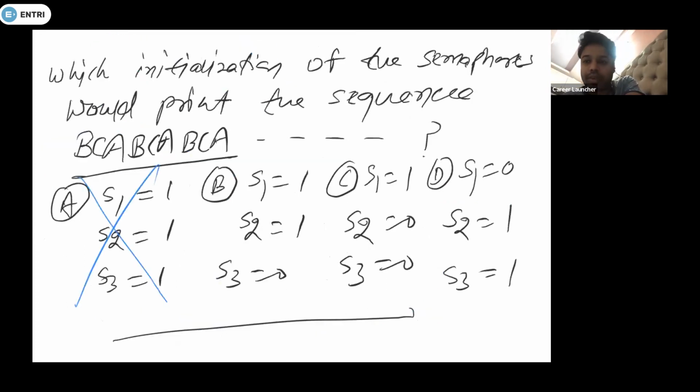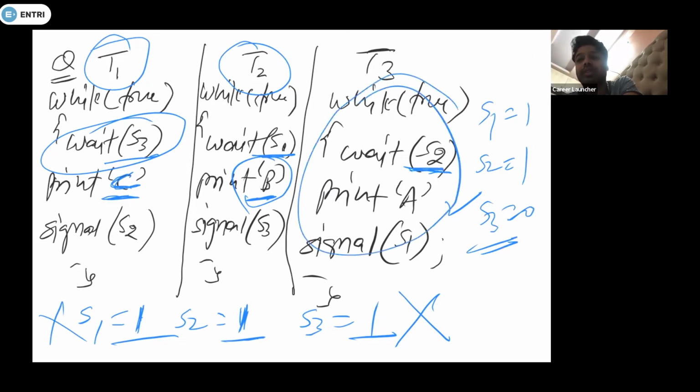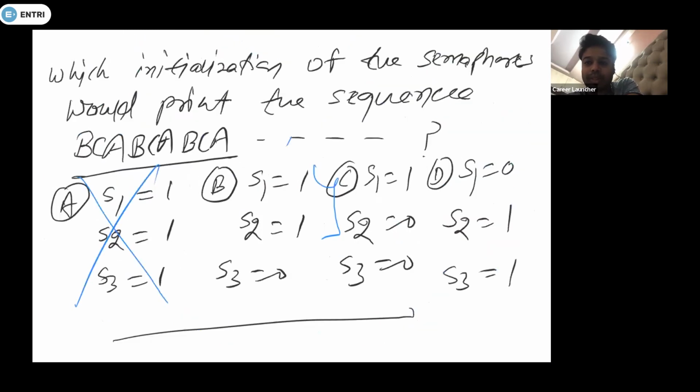Now what is option B here? S1 is 1, S2 is 1, S3 is 0. Again there is some problem here. If T3 comes first, wait on S2 makes it 0 and A is printed. Because preemption is there, at any point of time preemption can occur. So it is not possible to print B, C in this order. So option B is false here.